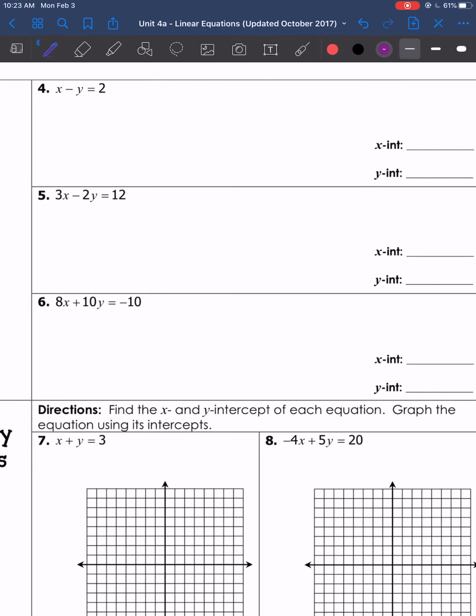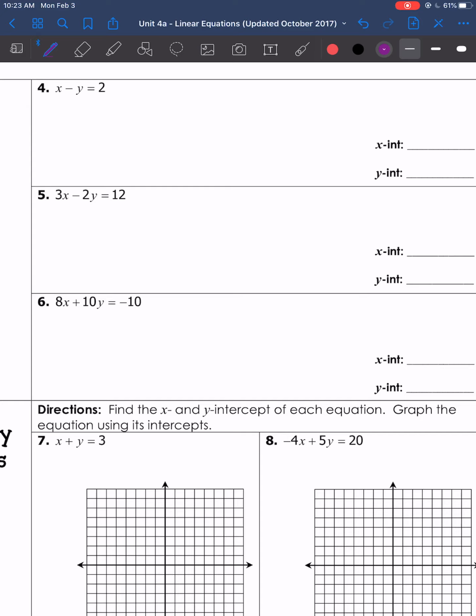One more. Let's do one more here. Those were all written in slope-intercept form. These are not, so we're just going to do one of these. To find our x-intercept, we are going to plug in 0 for y. So 3 times x minus 2 times 0 equals 12. So I have 3x equals 12, and so x is going to be 4. So I have 4, 0 as an x-intercept.